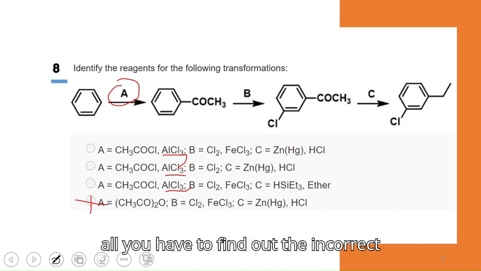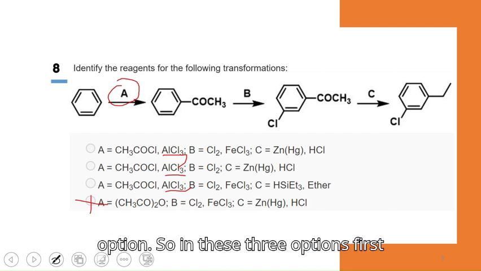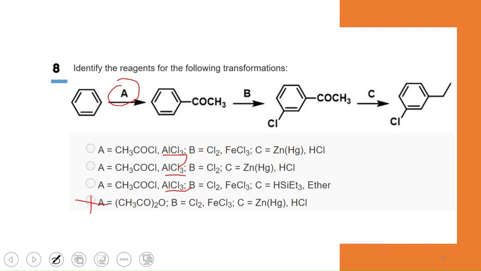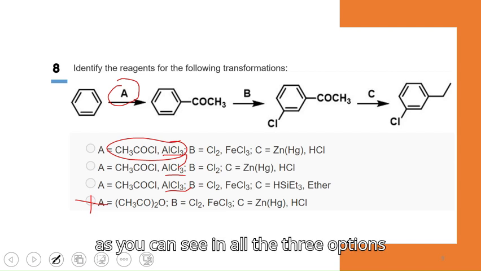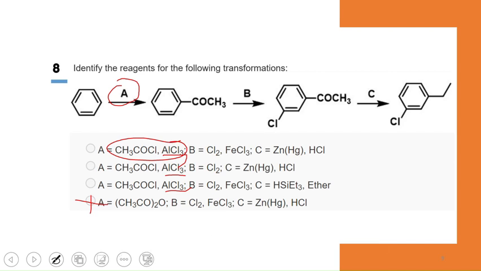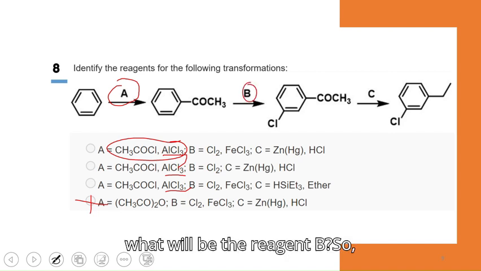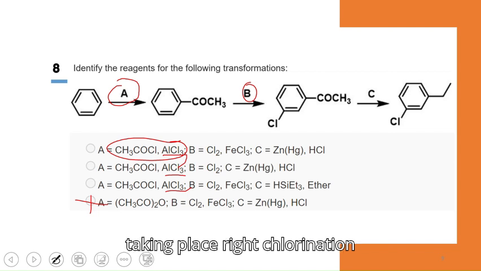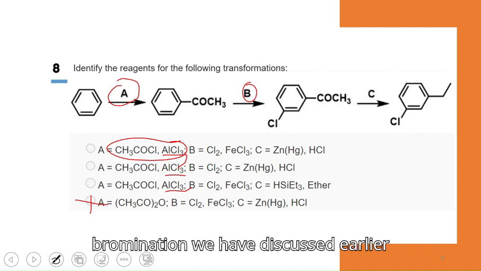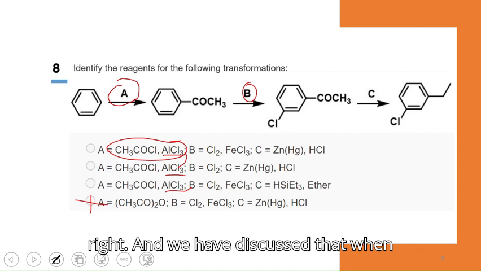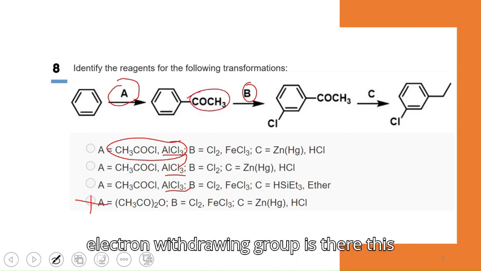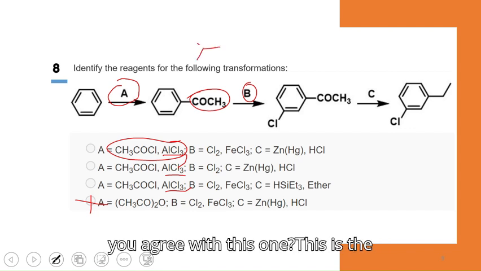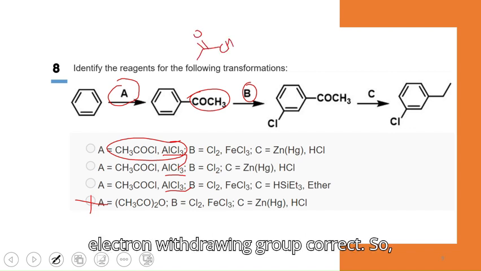First of all, you have to find out the incorrect option. So in these three options, the first step is Friedel-Crafts acylation, as you can see in all the three options, right? Now what will be the reagent B? After this acylation, chlorination is taking place, right? Chlorination is the same as bromination. We have discussed earlier, right? And we have discussed that when an electron withdrawing group is there, this is the electron withdrawing group. All of you agree with this one? This is the electron withdrawing group, correct?